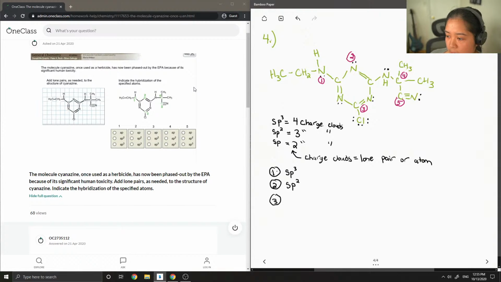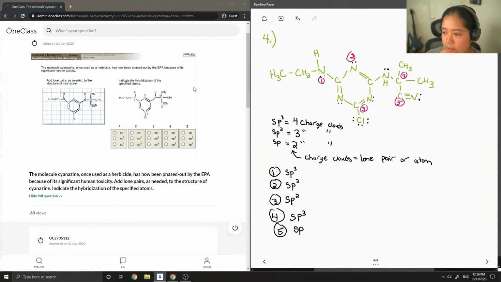Next, let's look at this carbon. I have 1, 2, 3 atoms. So this carbon is also sp2. For 4, you have 1, 2, 3, 4 atoms. This is sp3. And lastly, for this last carbon, there's only 2 charge clouds. And this is sp hybridization.